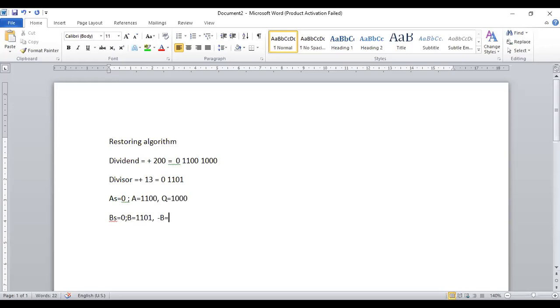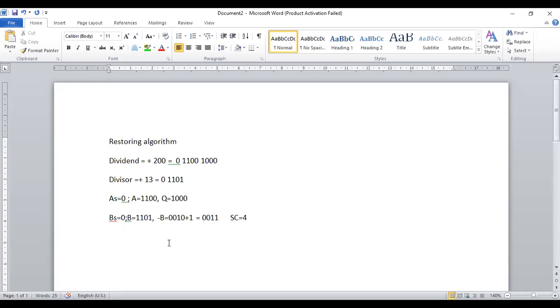Okay, minus B is nothing but we are taking 2's complement of this B. 1101, first 1's complement 0010. After adding 1, I'll be getting minus B as 0011. This is minus B. Okay, and this is plus B, 4-bit value, 4-bit value. And what about the sequence counter SC? Number of bits in your magnitude portion. Here it is 4, so it is 4. Okay, these are the components.